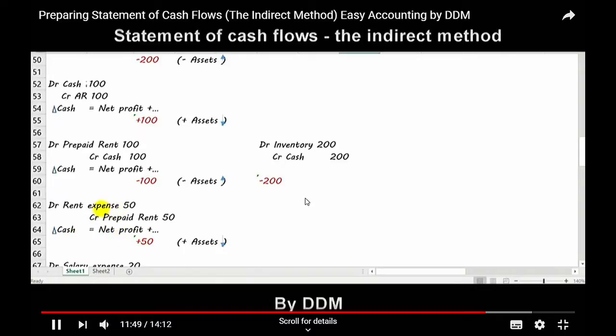When this side reduced by $50, we need to add $50 here to make both sides equal, because this transaction has no impact on our cash. And this $50 is the reduction in prepaid rent in asset.